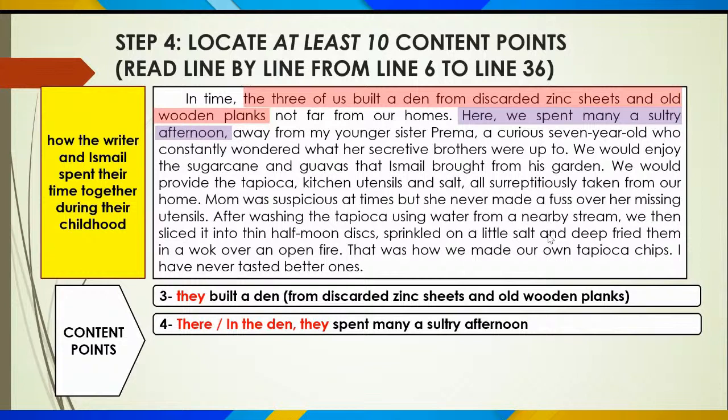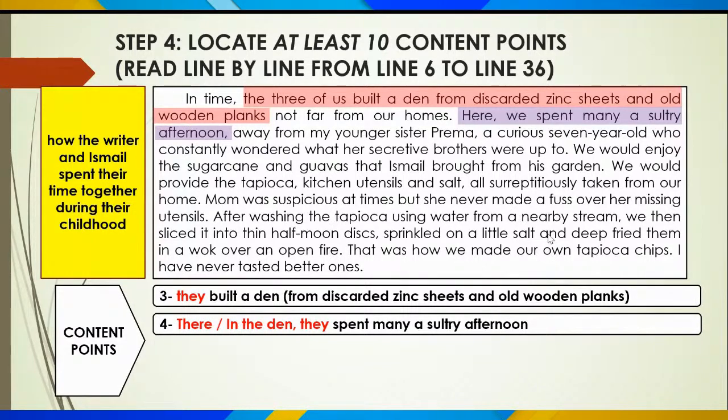"Away from my younger sister Prema, a curious 7-year-old who constantly wondered what her secretive brothers were up to." It's about the younger sister Prema. Are you interested in Prema? No, we are not interested in the younger sister Prema. We are only interested in the writer and Ismail and what they did together. So this part is not understood. Let's continue.